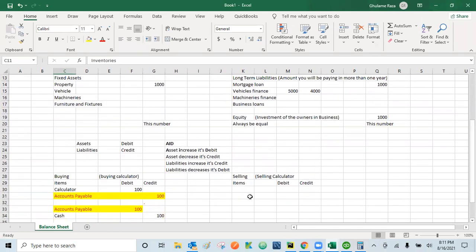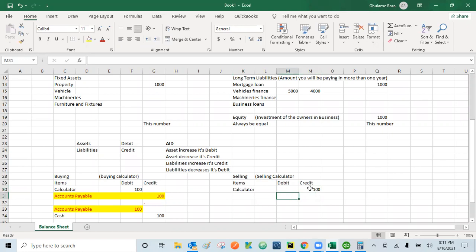So let me type here calculator. Once you type calculator, it means this calculator has reduced the price. Now, how much is the price reduced? Let's say by $100. So your calculator value is reduced by how much? $100. So it means asset value is reduced by $100. So when it's reducing, it's a credit. So you can type here credit.